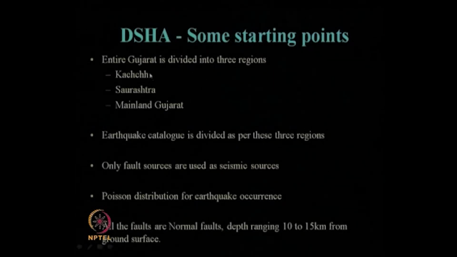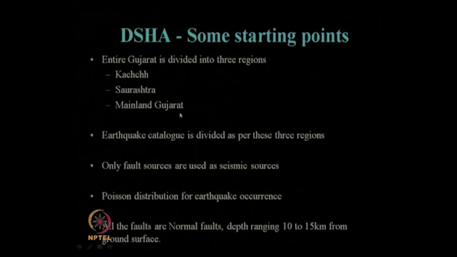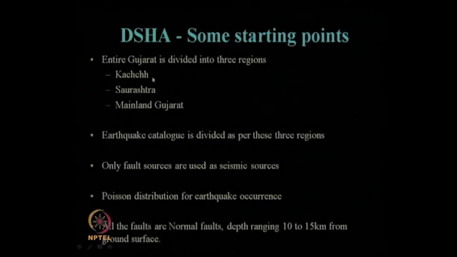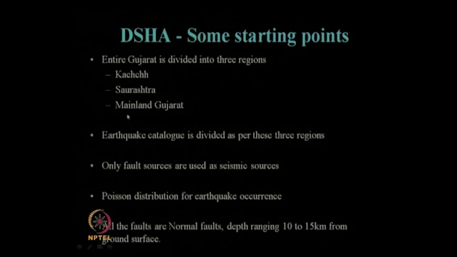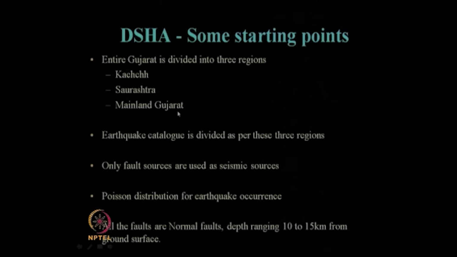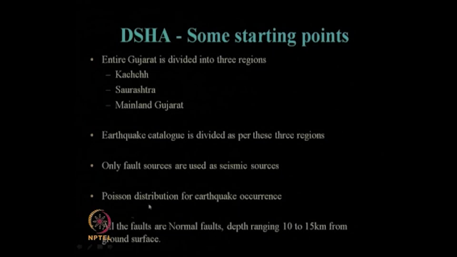In the DSHA, as I have already mentioned, the entire Gujarat was divided into 3 regions: Kutch region, Saurashtra region and mainland Gujarat. Kutch region is in seismic zone 5, that is the highest seismic hazard zone. Then Saurashtra region is in zone 4, and mainland Gujarat is in zone 3. The earthquake catalogue also was divided as per these 3 regions, and only fault sources were considered for the seismic sources.